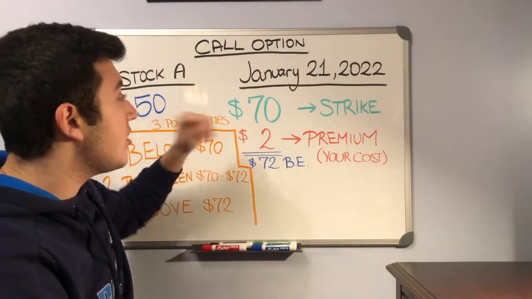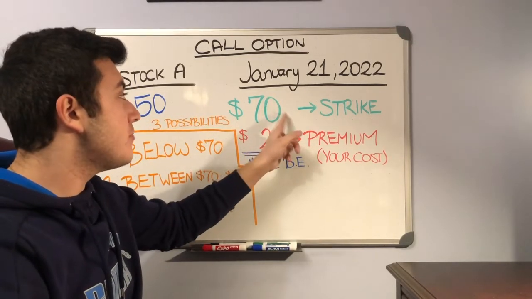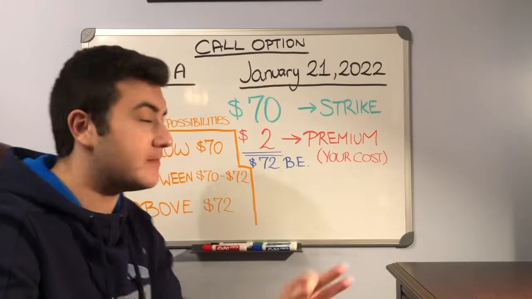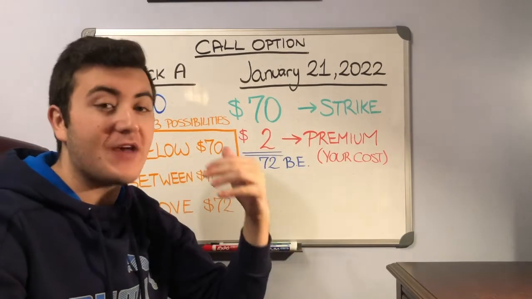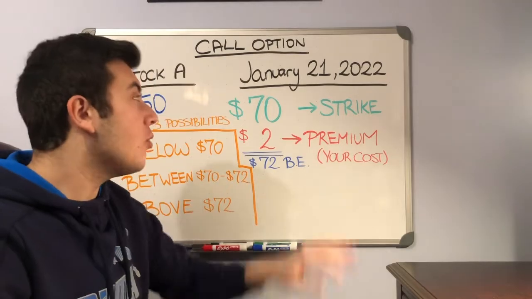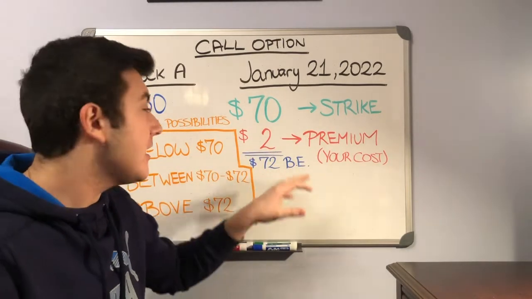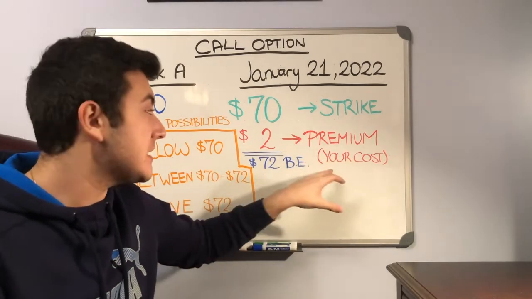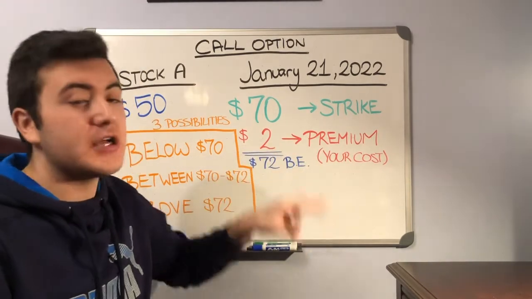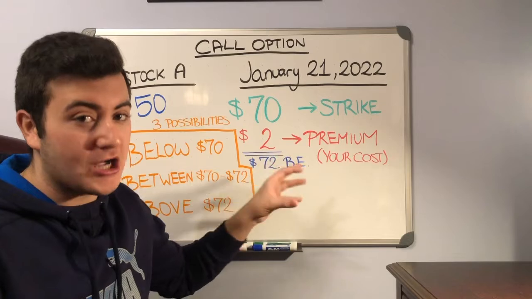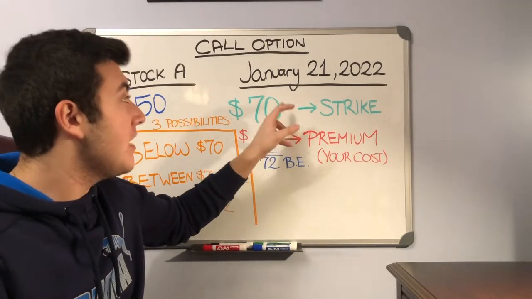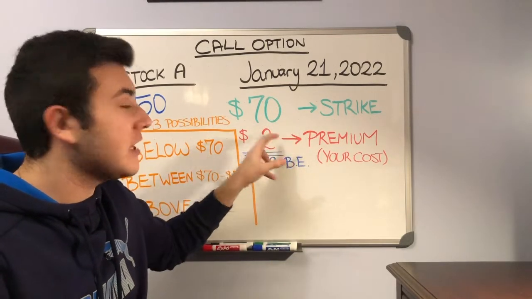So what you want to do is you want to purchase the option with a $70 strike price, meaning you believe it's going to go to above at least $70. Now, what you're going to be paying to get this option is $2, okay? That's the premium. That's what your cost is. You're only putting up $2 of your own money to buy the actual option. You're not putting up the entire $70. You're only putting up $2.